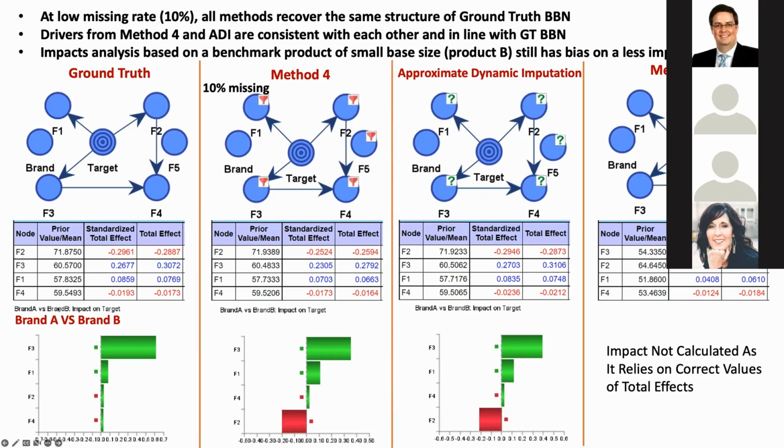So at the lower missing rate, if we compare the brand A versus brand B, the smaller brand, again, you see the flip sign of the impact F2, right? It's just because even at a smaller missing rate, you better use a benchmark which has larger base size. That's essentially the takeaway message.